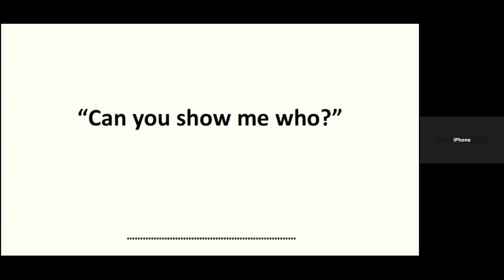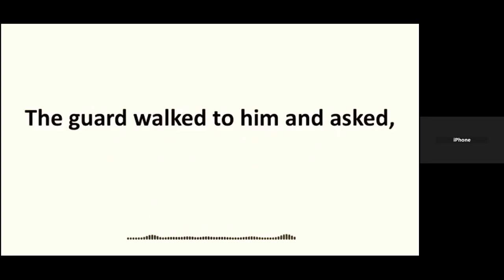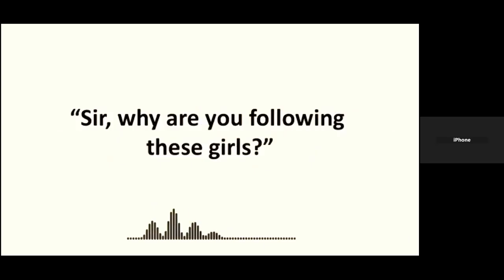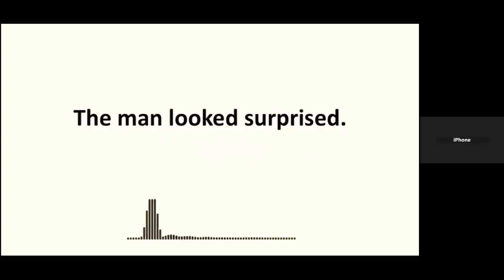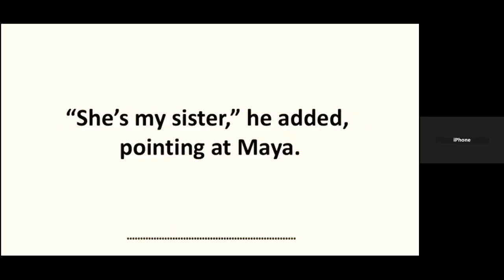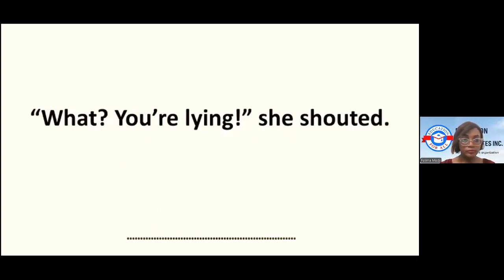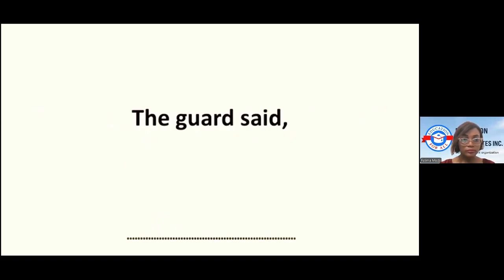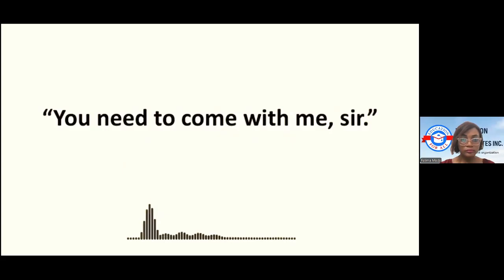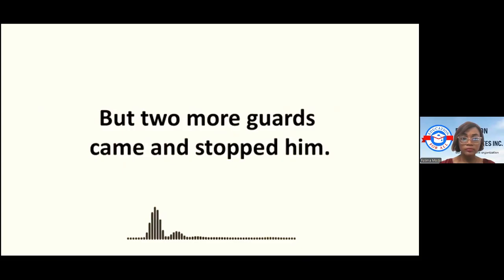The guard looked serious. "Can you show me who?" We pointed at the man. The guard walked to him and asked, "Sir, why are you following these girls?" The man looked surprised. "I'm not following them," he said. "She's my sister," he added, pointing at Maya. Maya stepped back. "What? You're lying!" she shouted. The guard said, "You need to come with me, sir." The man tried to run, but 2 more guards came and stopped him.